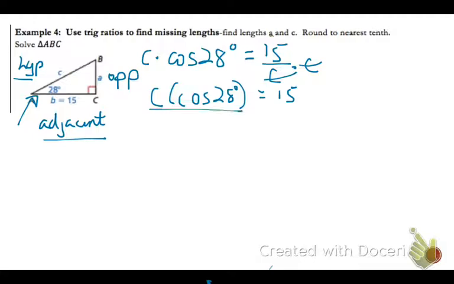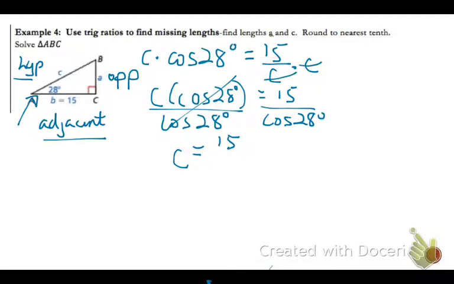So we want to get C by itself. So we're going to divide both sides by the cosine of 28 degrees. We don't know what that number is, but in a minute we're going to let our calculator figure that out for us. So now what we have is C equals 15 divided by the cosine of 28 degrees.